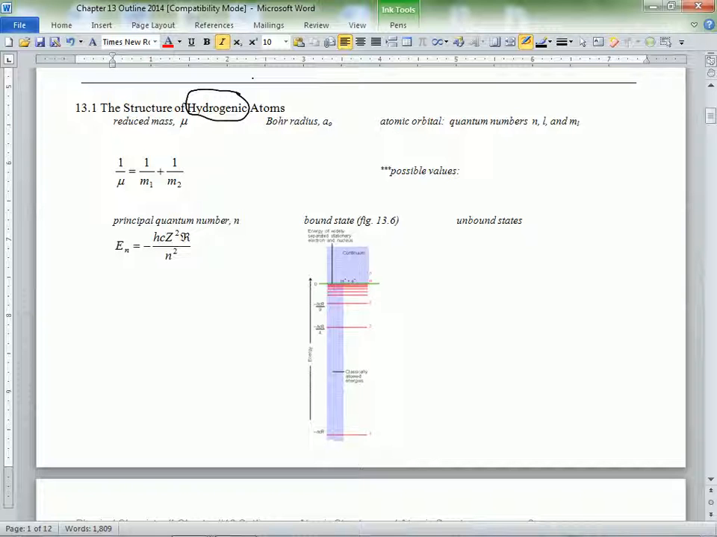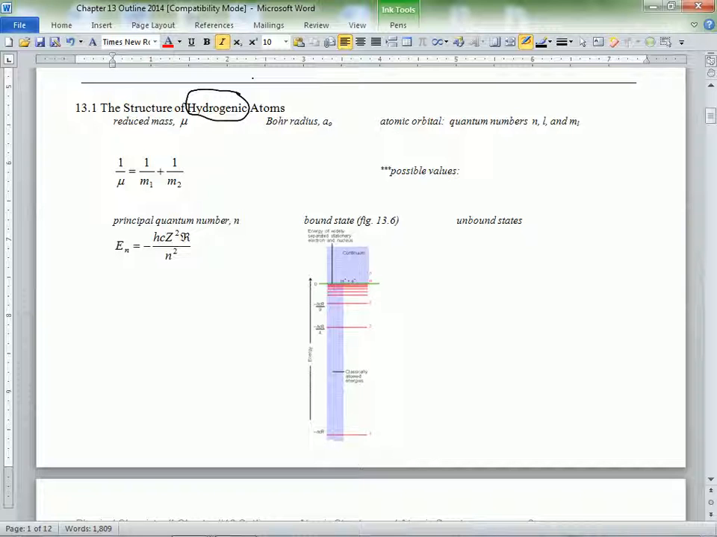So you could be a lithium plus 2. This would work. So hydrogenic atoms: you can have an atom, but only how many electrons? One. So hydrogen is the only one that's going to be neutral. Everything else is going to be a cation. But the point is, you can only have one electron in this atom.